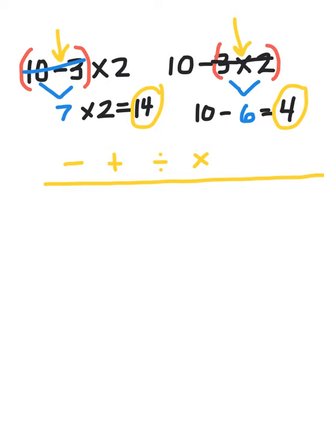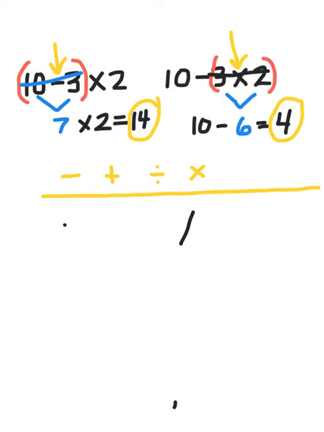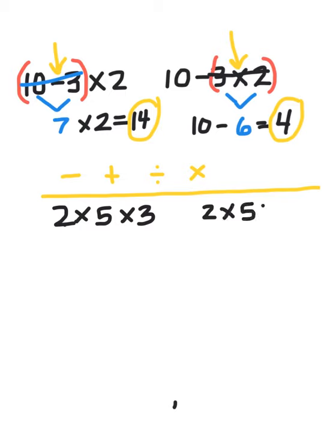So let's try the first problem. 2 times 5 times 3. Now you've noticed that we're only using times signs, no other operations, just times. Let's write it again over here. 2 times 5 times 3.